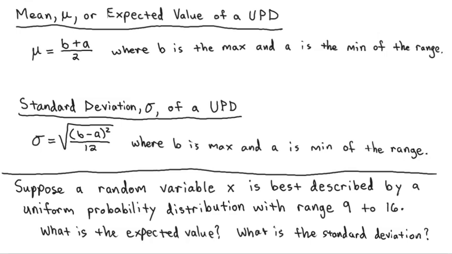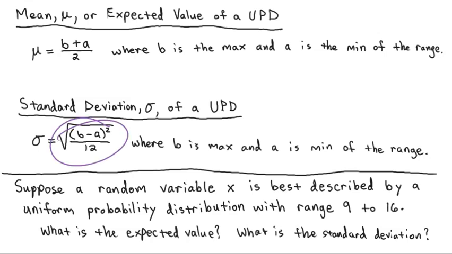All right, now we're going to move on to understanding the mean, which we also call the expected value. You're going to see throughout the entire class that the mean of something is often called the expected value, okay? The mean or the expected value of a uniform probability distribution, and then we're also going to calculate the standard deviation.